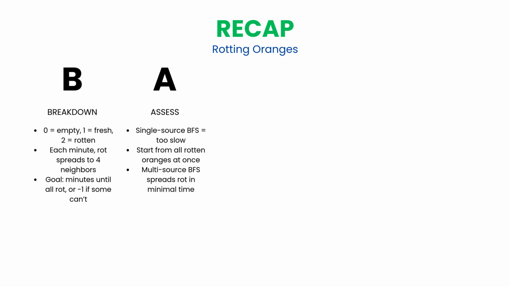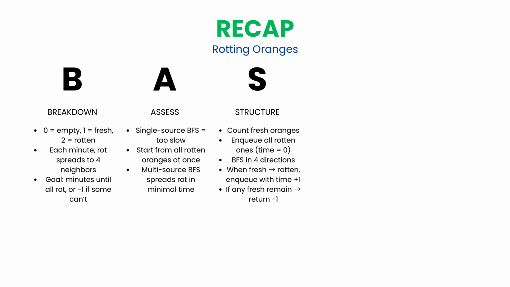The trick is flipping the view. Start from all rotten oranges at once. This creates a synchronized BFS wave that spreads rot in minimal time while tracking each minute naturally through the queue. The plan: scan the grid to count fresh oranges and enqueue all rotten ones with time 0. Run BFS in 4 directions. When a fresh orange turns rotten, push it to the queue with time + 1. Track minutes until the queue is empty. If any fresh remain, return -1.